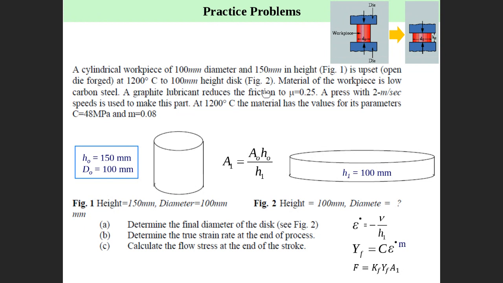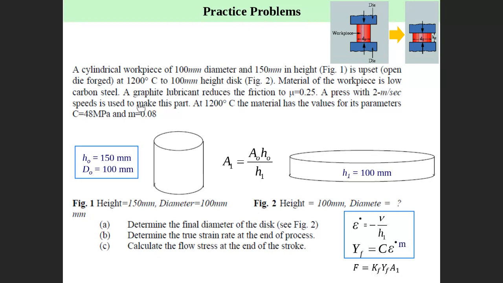Then immediately you expect that we're going to use epsilon dot. We're not going to use epsilon, but epsilon dot. The Y flow equals C epsilon dot to the m, and epsilon dot equals V divided by H. Then you immediately have to realize it is hot or warm working.